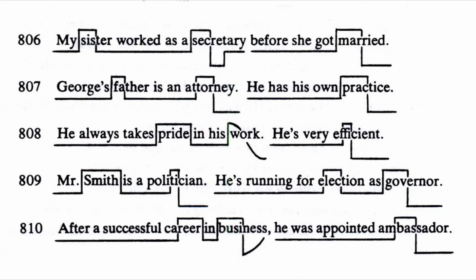George's father is an attorney. He has his own practice. He always takes pride in his work. He's very efficient. Mr. Smith is a politician. He's running for election as governor. After a successful career in business, he was appointed ambassador.